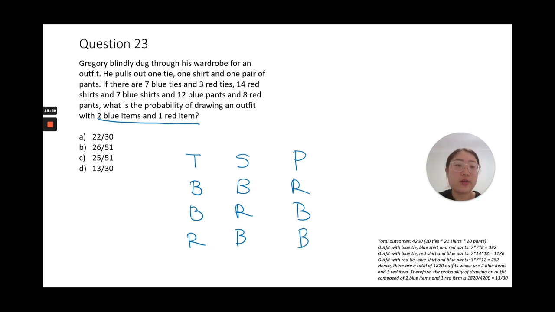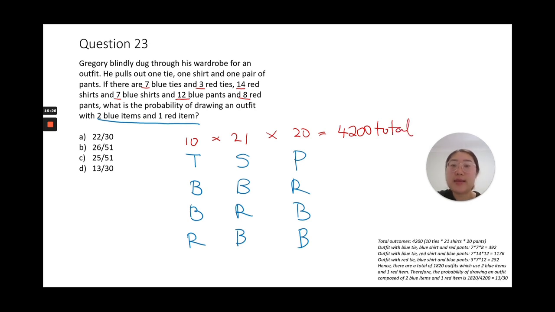Now, all of these are going to have different probabilities. Why? Because there are different numbers of each. We first need to know that the total outcomes, okay, would be the total number of ties. How many ties are there? 7 plus 3 is 10. Times by the total number of shirts, 14 plus 7 is 21. Times the total number of pants, 12 plus 8 is 20. You times these all together and you realize there is 4,200 total outcomes.